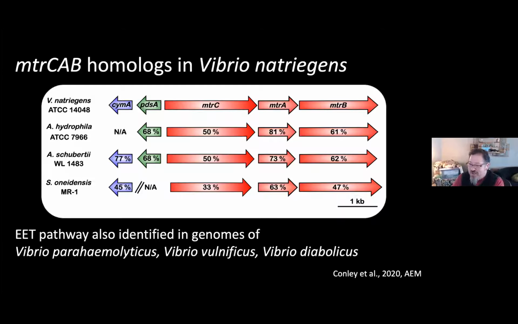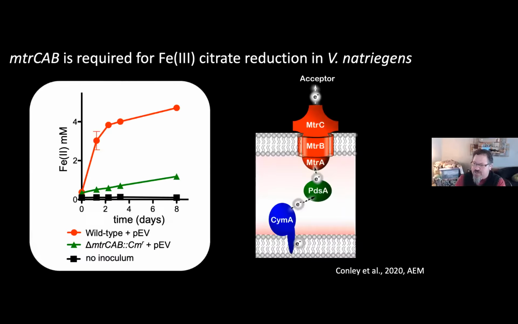But we ended up using this as many years ago. We had a parahaemolyticus strain in the lab that we tried to do some of these experiments with, and we could never convince ourselves that that strain was doing metal reduction. But with this natriegens strain, we did figure out some conditions where we could see metal reduction occurring. And so here's a little bit of data from our recent paper that came out just a few months ago.